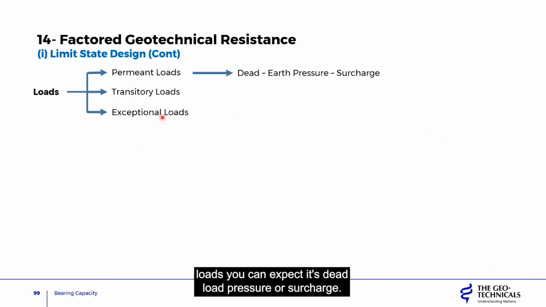So what are permanent loads? You can expect dead load, earth pressure, or surcharge. These are the loads that never go away. They are always there. Wherever there is a building, you have a dead load. If you have a retaining wall, you always have earth pressure. If you have a building beside your building, you will always get a surcharge. If you have asphalt or a road above, you will get a surcharge. Most of the time it exists throughout the lifetime of the building.